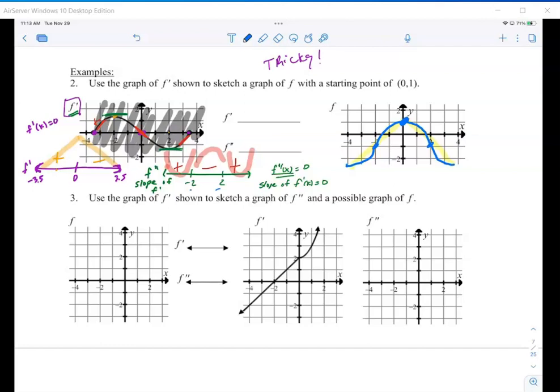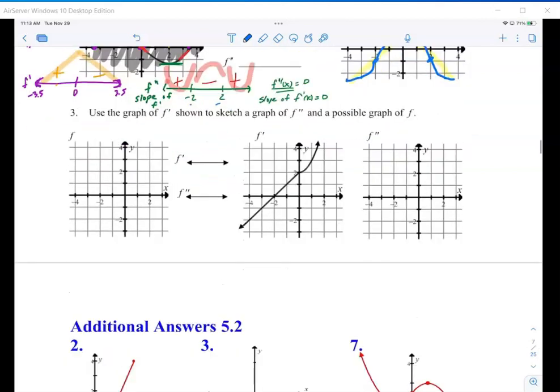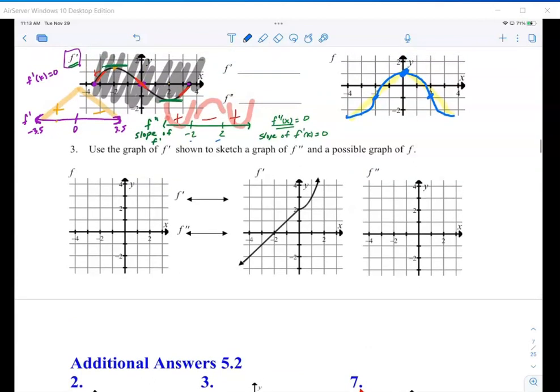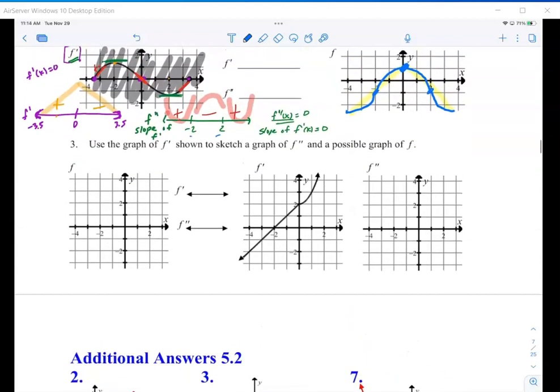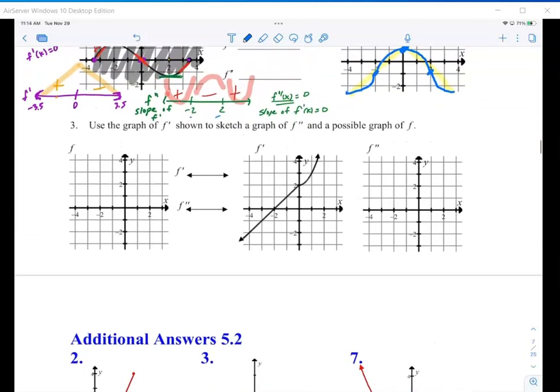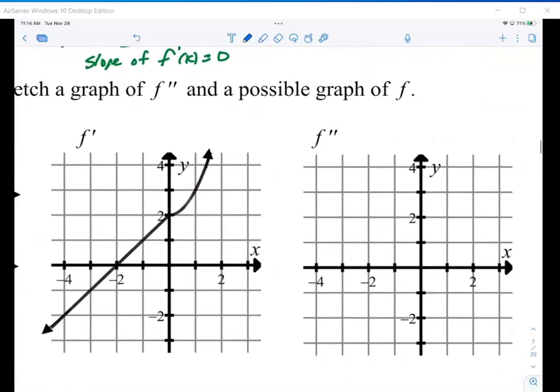All right, so for this next question, we're going to go one forward, one backwards. Forward is easier. Let's do forward. Remember when we go forward, we're just looking at slopes.